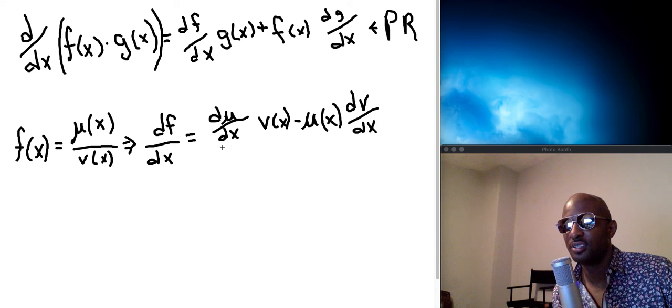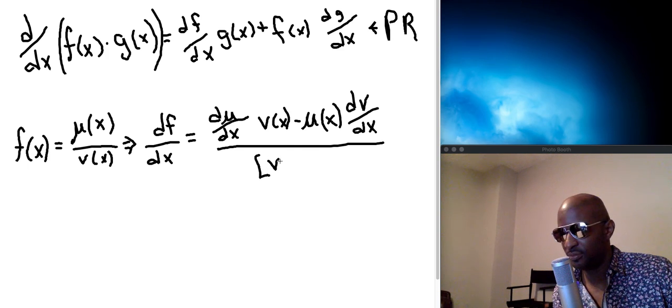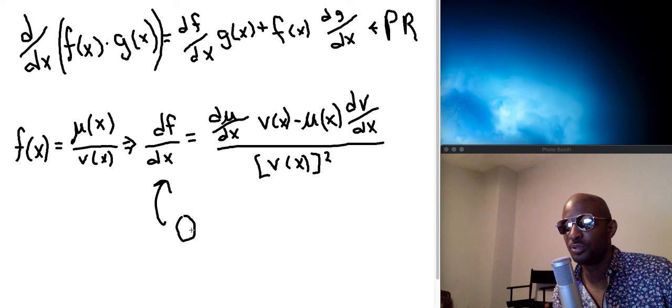And then you take all this and divide that by v of x squared. And this, ladies and gentlemen, is the quotient rule.